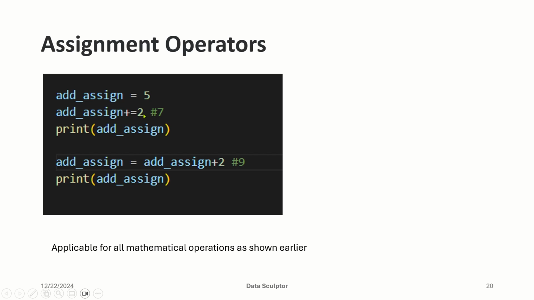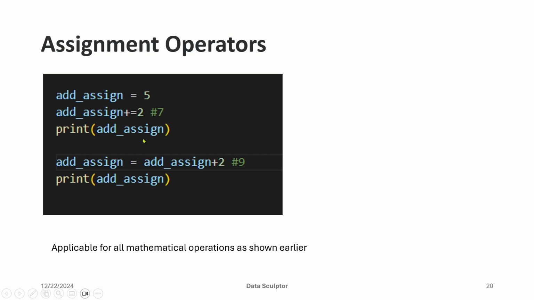This is provided because you can write the code very short, comparatively. If you want to write a equals a plus 2, this is also correct, but this operator is also there so that you can write the code in a shorter way. So both of them are correct.